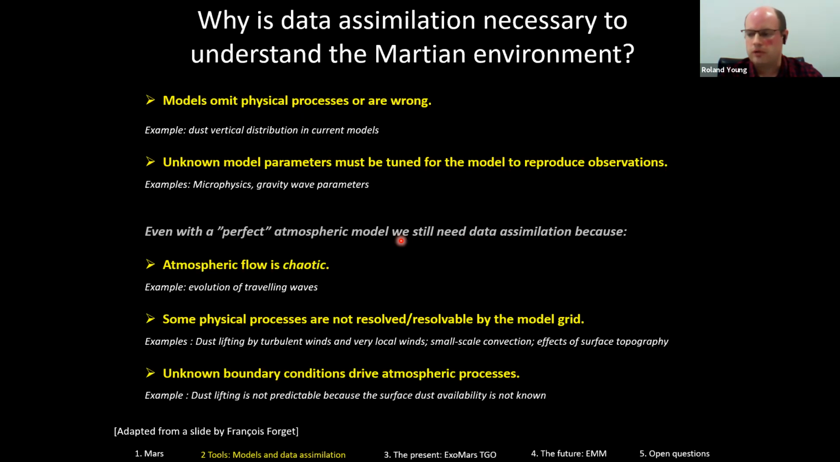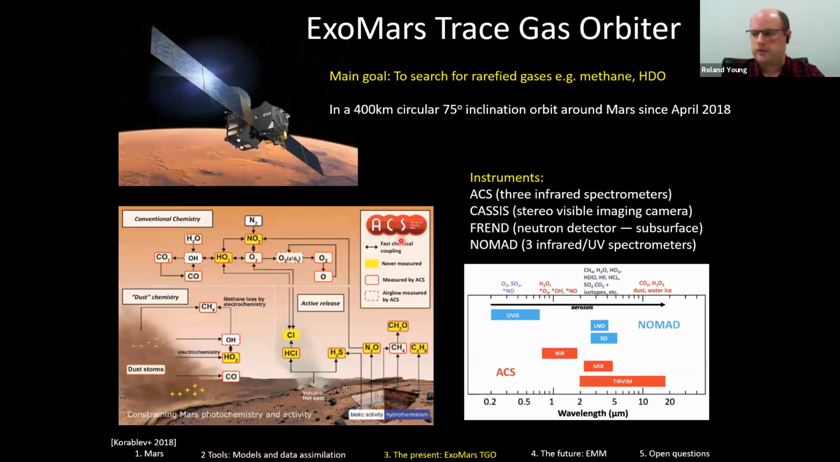Some processes are not resolved by the model grid. I mentioned that earlier. In particular, this applies to some processes related to dust. And then there are some boundary conditions that we cannot measure or that have not been measured yet. And we can use data assimilation to get a handle on what those boundary conditions might be. And actually, in principle, one could use this method to measure the boundary conditions without actually observing them directly. So there are several things that we can do with this.